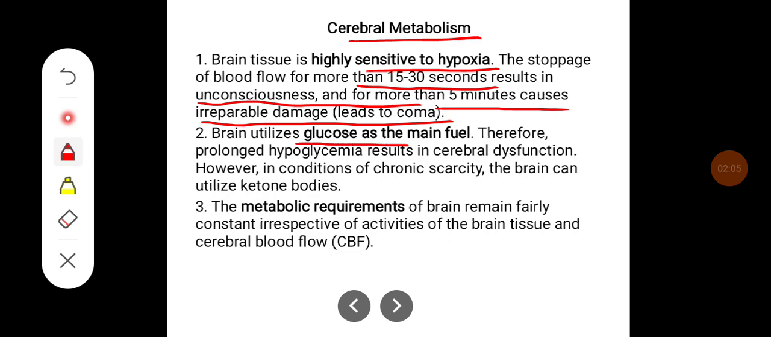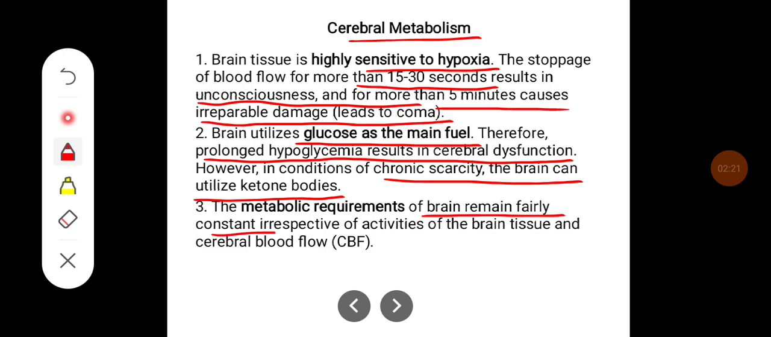Brain utilizes glucose as a main fuel. Therefore, prolonged hypoglycemia results in cerebral dysfunction. However, in conditions of chronic scarcity, the brain can utilize ketone bodies. Metabolic requirements of the brain remain fairly constant irrespective of activities of the brain tissue and cerebral blood flow.